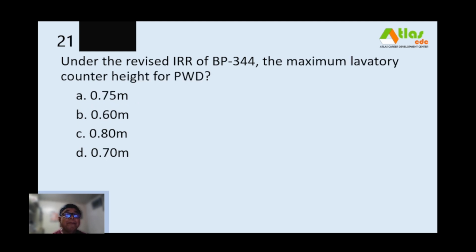21. Under the revised IRR of BP 344, the maximum lavatory counter height for PWD: A. 0.75 meters, B. 0.60 meters, C. 0.80, and D. 0.70 meters.